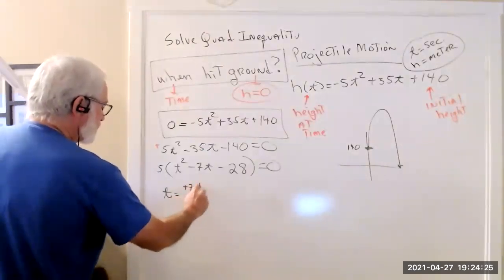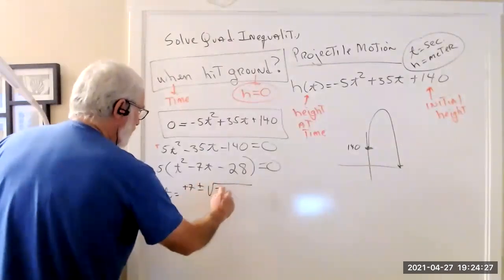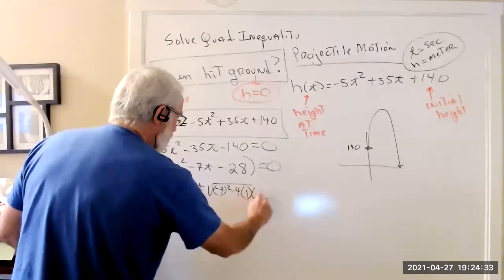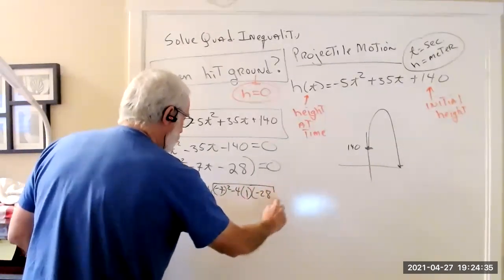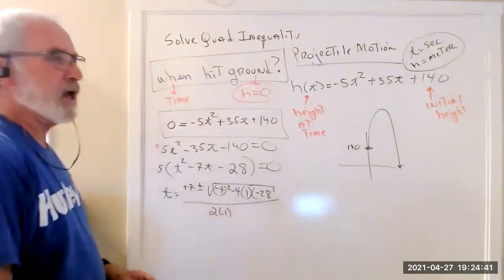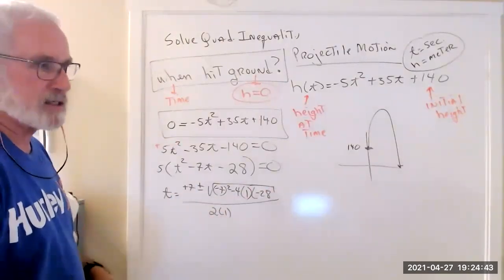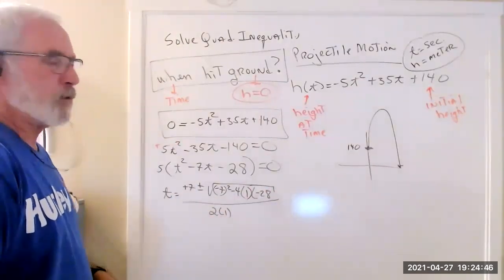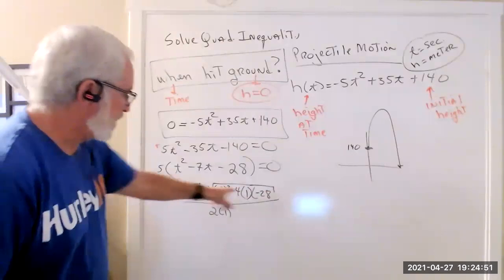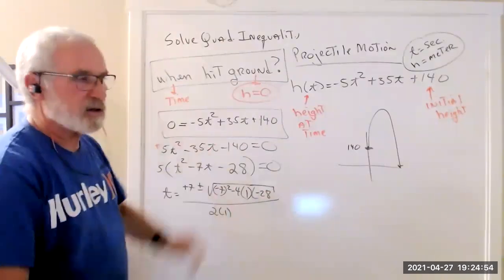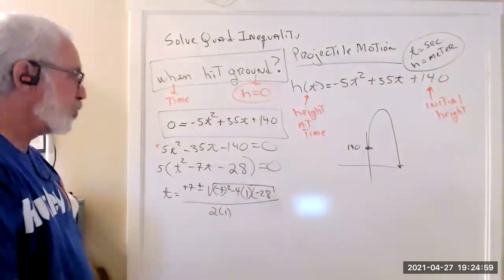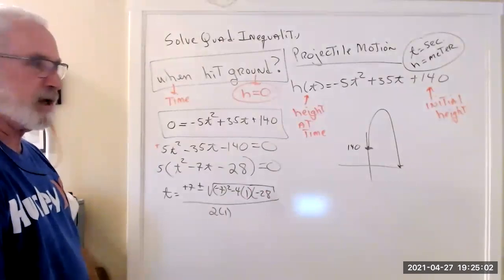positive 7 plus or minus the square root of -7 squared minus 4 times 1 times -28, boom, all over 2 times 1. The problem will say round it to a certain decimal, so you don't have to worry about pretty square roots or anything like that. You can just get this answer and then let your calculator do all the work in decimals. By the way, you will probably get a negative answer and a positive answer.